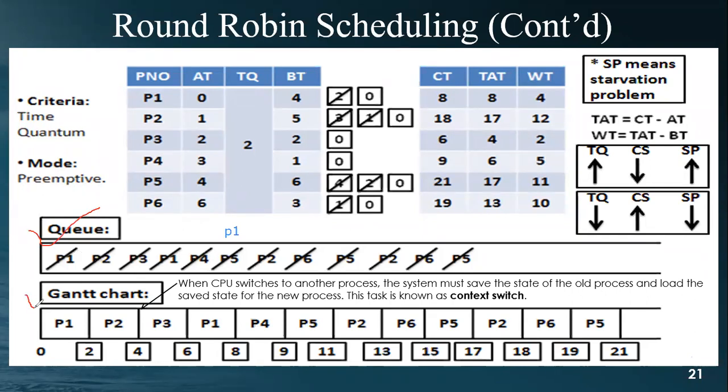And this one is the Gantt chart, where we calculate when a process starts working and when a process finishes. So these are two different tasks. This one keeps track of which process will come after which process, and this one keeps track of the time.